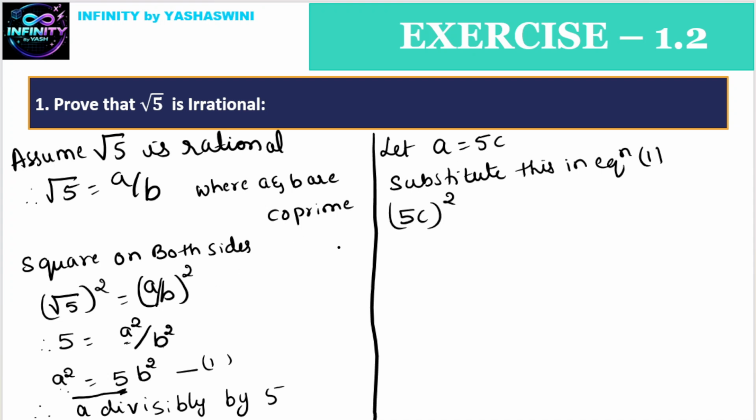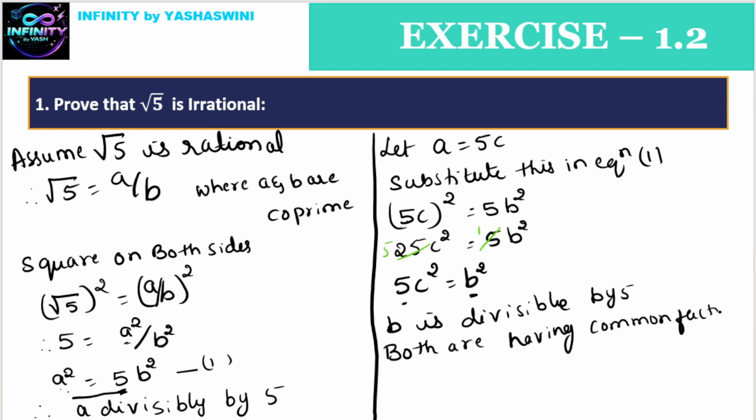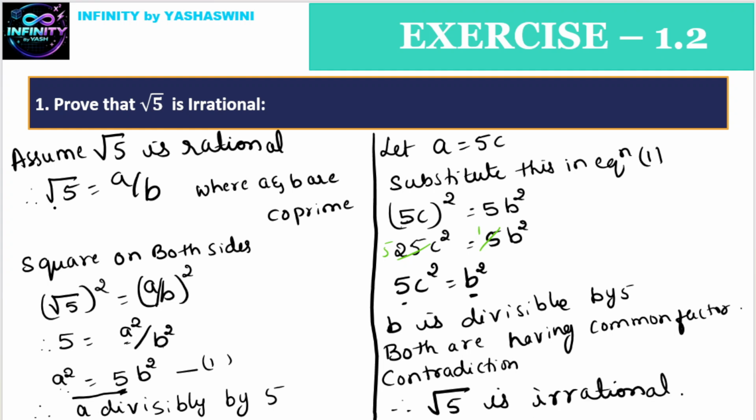Therefore, 5c whole square is equal to 5b square. 5 square is 25. 25c square is equal to 5b square. Now you can cancel it. 5 one time, 5 5 times, which is equal to 5c square is equal to b square. See here, b is divisible by 5. Here both are having common factor, which is a contradiction. Therefore, root 5 is irrational. It is simple to solve, right? The same steps you are following here.